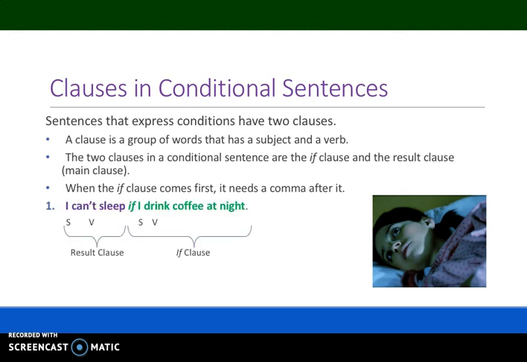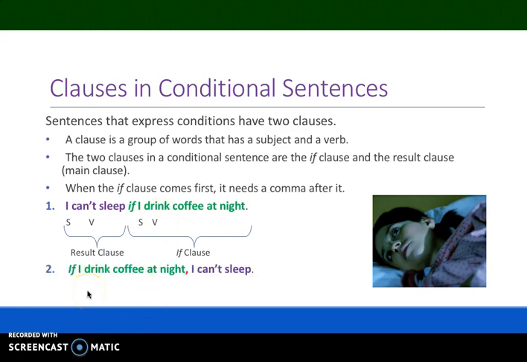I can't sleep if I drink coffee at night. So here the result clause is first. I can't sleep is the result clause. We have a subject, I, and a verb, can't sleep. Next, if I drink coffee at night is the if clause. It begins with the word if. It has a subject, I, and a verb, drink.